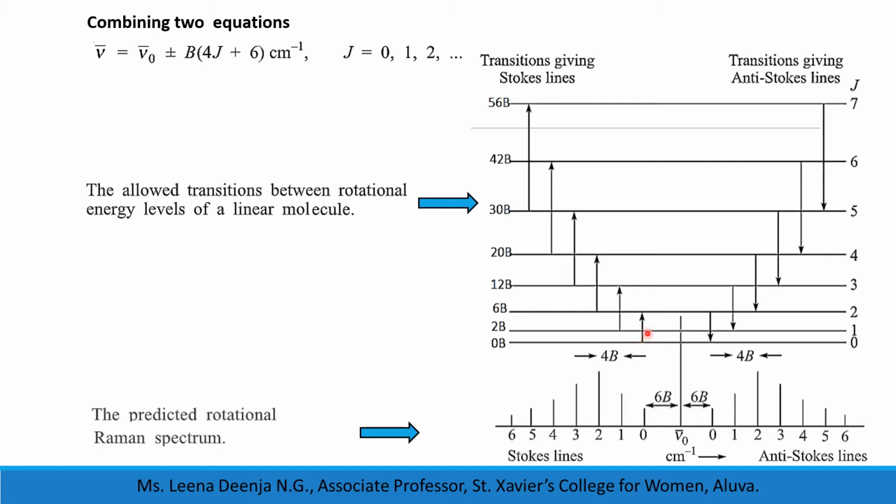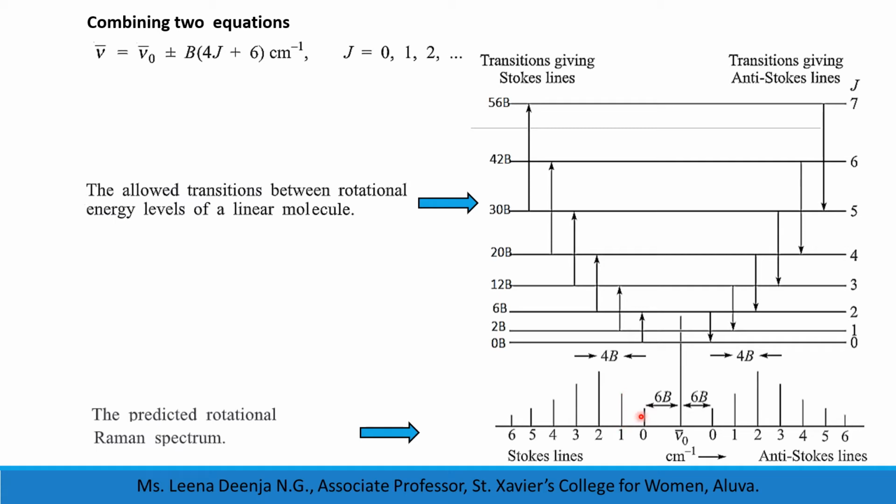that is from 0 to 6B transition, the energy change is 6B. So from the Rayleigh line at a distance 6B, we get the first line. And on the right side at the same distance, we get another line. Here also the energy change is 6B minus 0, so it is 6B. Then for the next line, the energy change is 12B minus 2B, that is 10B. So at 10B distance from this Rayleigh line, we get this second Stokes line.